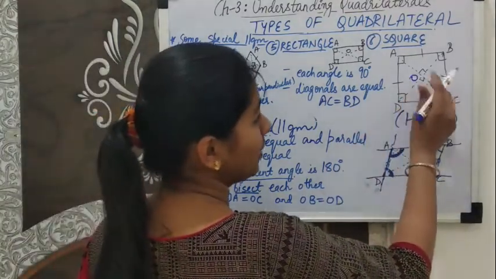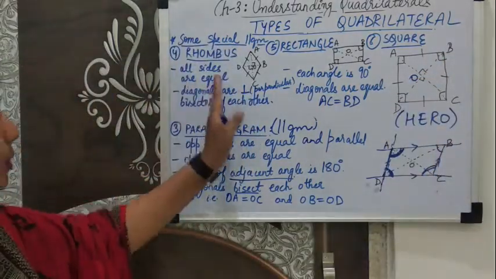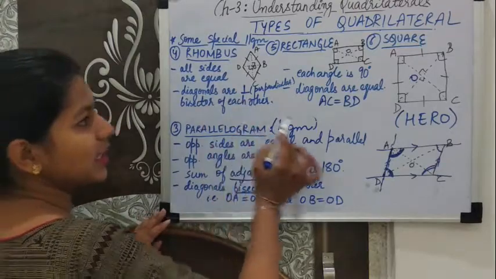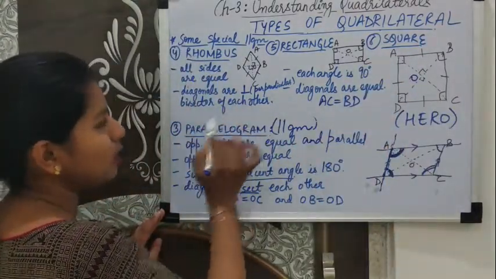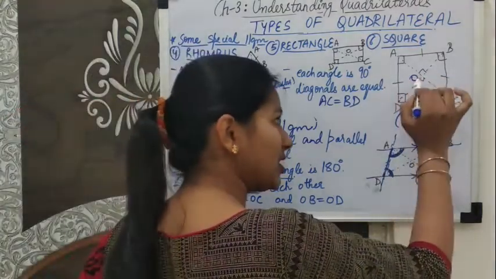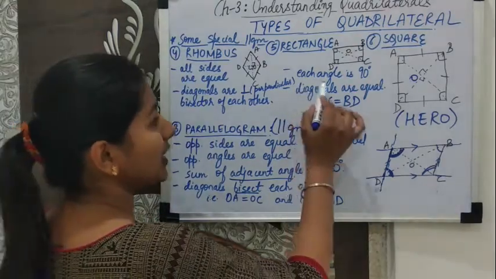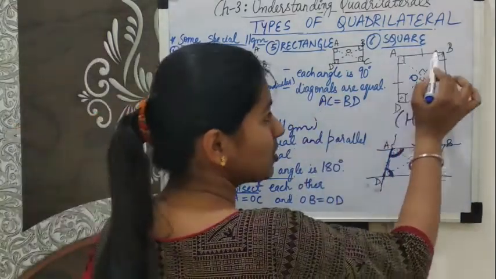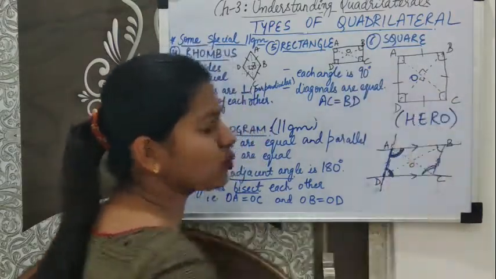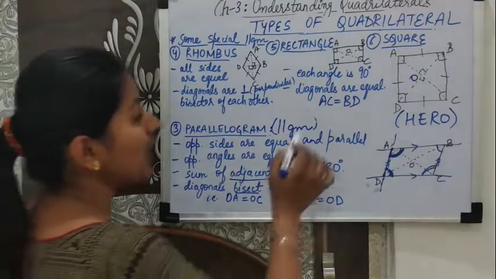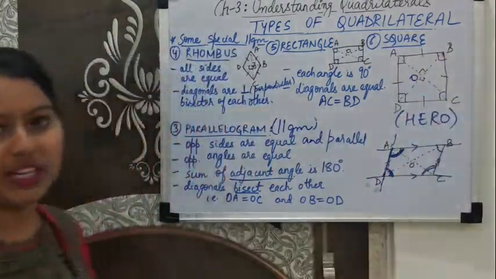डायगोनल्स भी बाइसेक्ट कर रहे हैं, OA इज इक्वल टू OC, OB इज इक्वल टू OD. इसके साथ जो रोम्बस की प्रॉपर्टी थी दैट ऑल साइड्स आर इक्वल, वो भी है इसमें. डायगोनल्स आर परपेंडिकुलर बाइसेक्टर ऑफ ईच अदर, इसमें वो भी शामिल है कि डायगोनल्स कैसे बाइसेक्ट हो रहे हैं, परपेंडिकुलर हो रहे हैं. फिर ईच एंगल इज 90 डिग्री, वो भी इसमें शामिल है, जैसे रेक्टेंगल में ईच एंगल 90 डिग्री था, सिमिलर इन स्क्वायर आल्सो ईच एंगल इज 90 डिग्री एंड डायगोनल्स आर इक्वल, AC और BD इक्वल हैं.